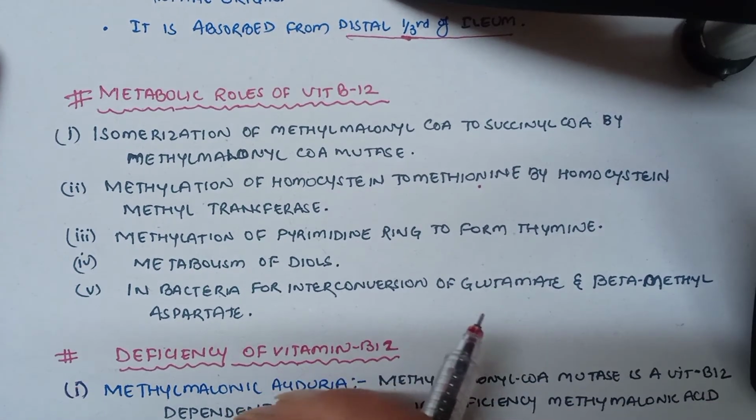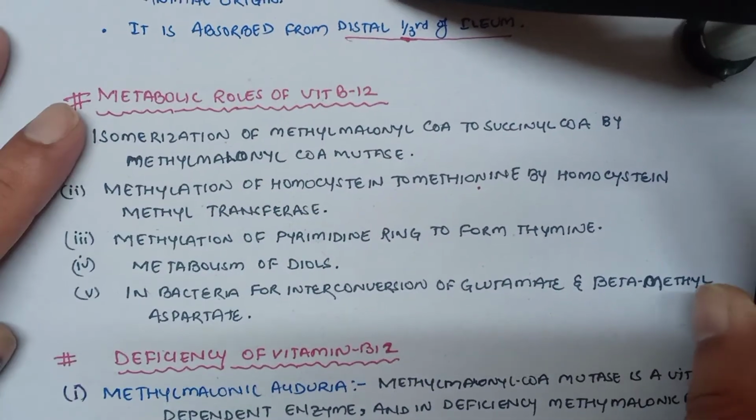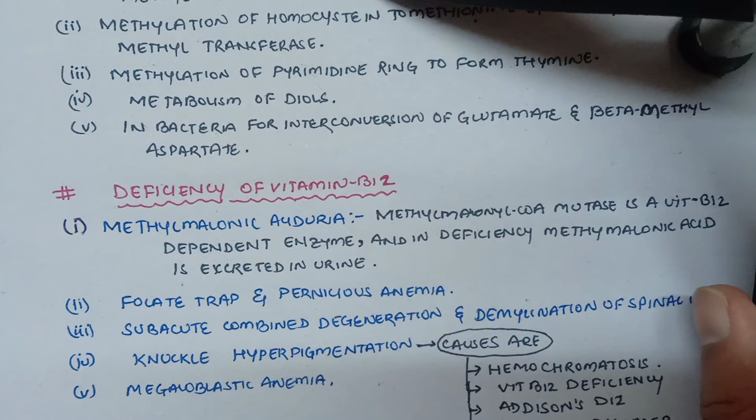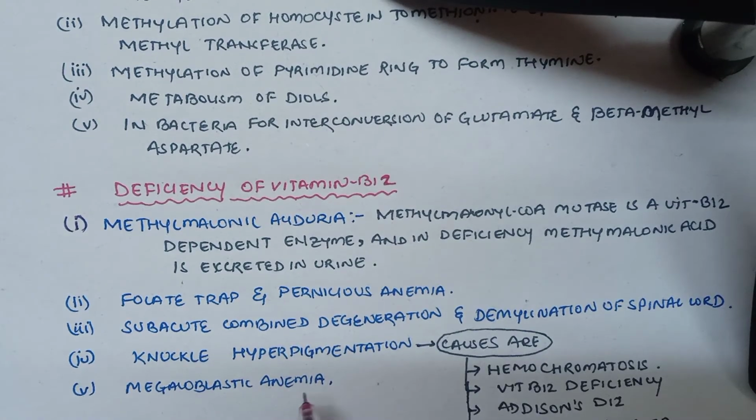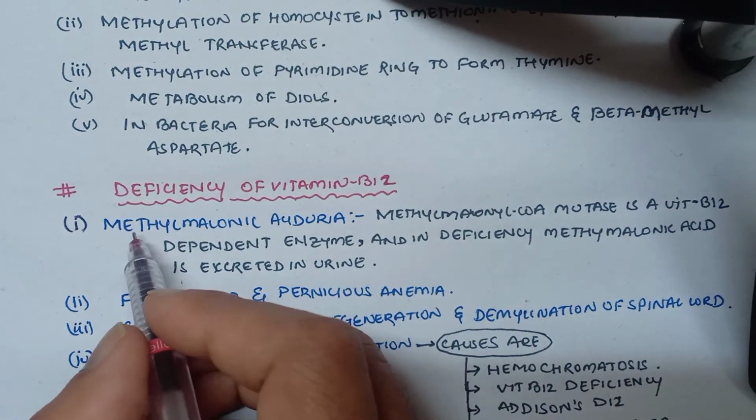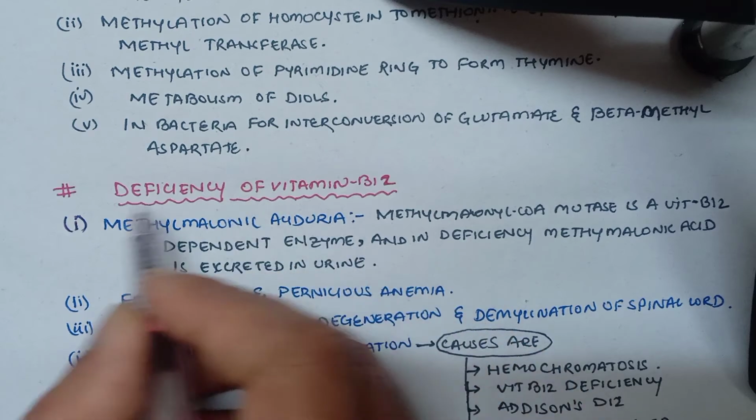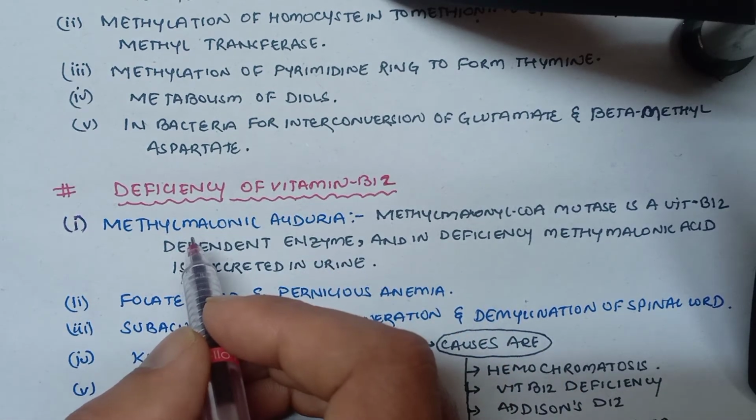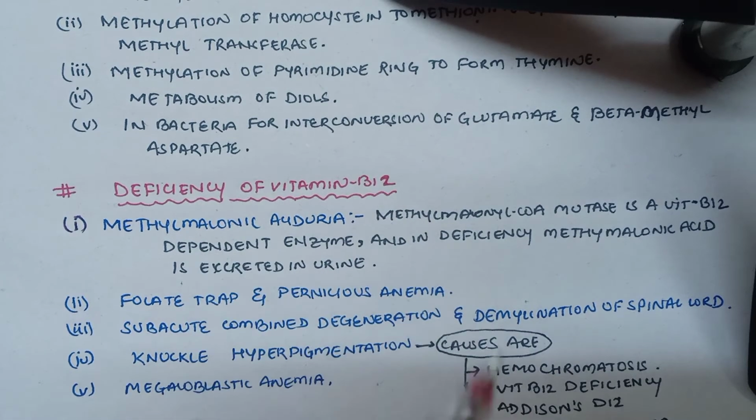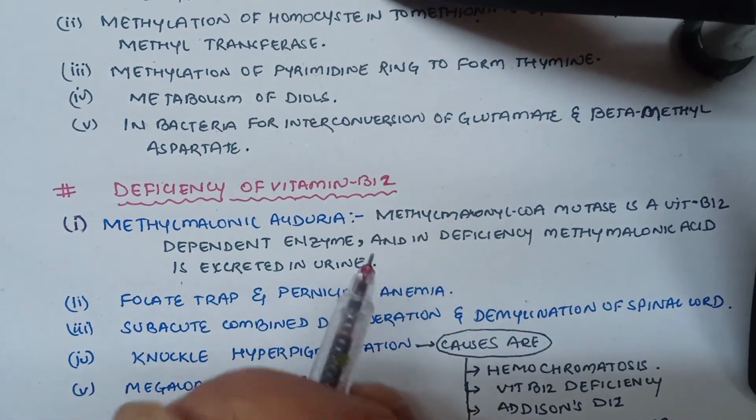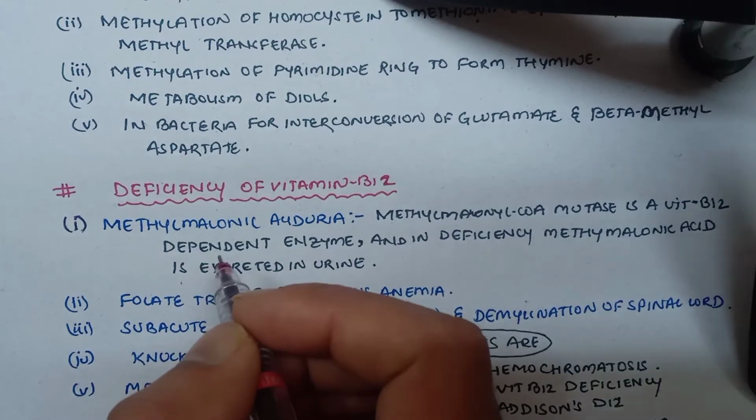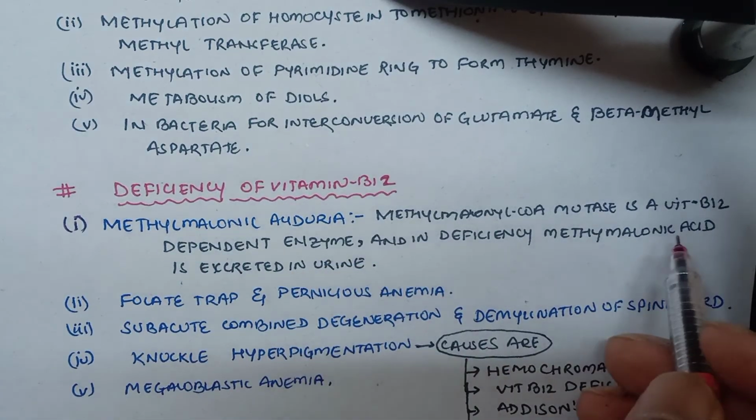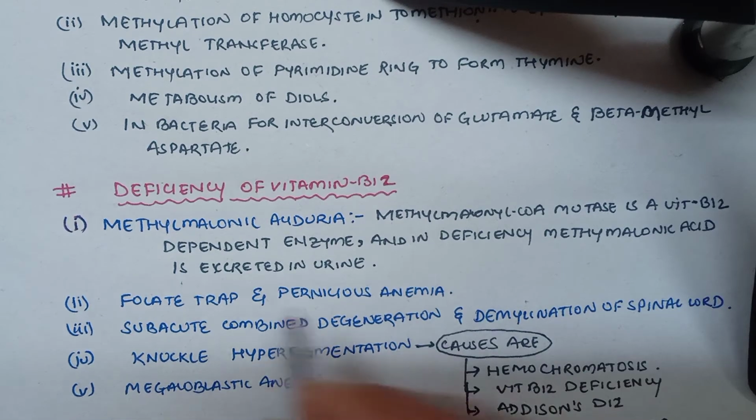Now coming to deficiency of vitamin B12, vitamin B12 deficiency can cause megaloblastic anemia. Besides megaloblastic anemia, it causes methylmalonic aciduria. As we said, methylmalonyl coenzyme A mutase is a vitamin B12 dependent enzyme, and in deficiency of vitamin B12, it leads to methylmalonic aciduria as it is excreted in the urine.